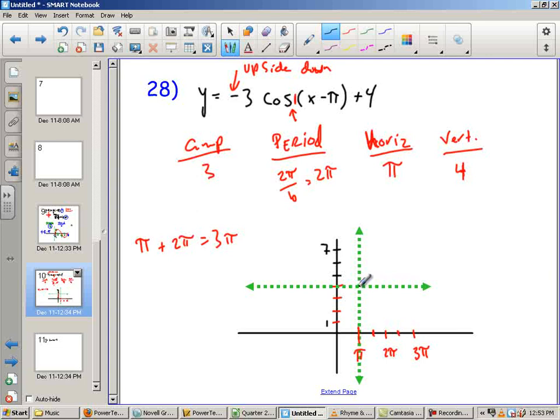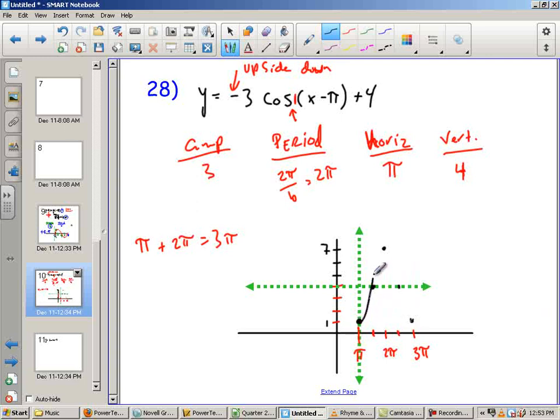All right, cosine functions do not start in the center. They start at their amplitude. Normally I would start up here at 7, but since it's negative, it's going to be upside down. I'll start here at 1. I know at the next hash mark I should be here on the axis. The third hash mark I'd be up at my other amplitude, and then back and back.